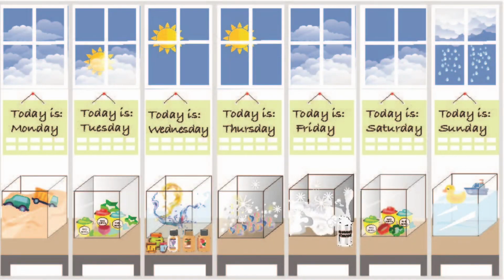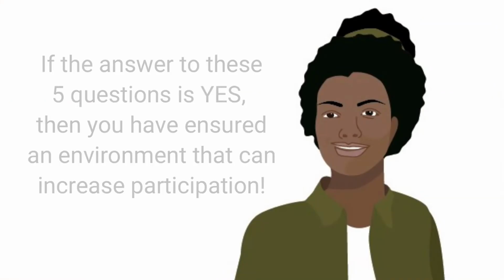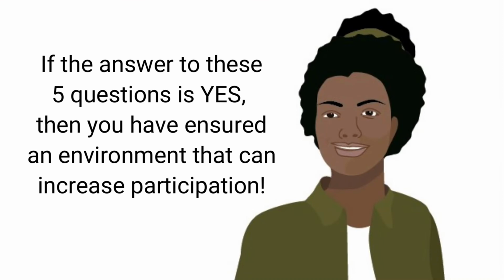In a better example, a sensory station is always available to the individual. However, staff rotate the materials often. The individual continues to enjoy the sensory station in the absence of repetition. This is because he is exposed to new items that still provide him with sensory input, and he continues to look forward to it each week. If the answer to these 5 questions is yes, then you have ensured an environment that can increase participation.